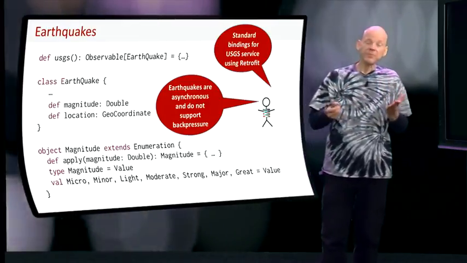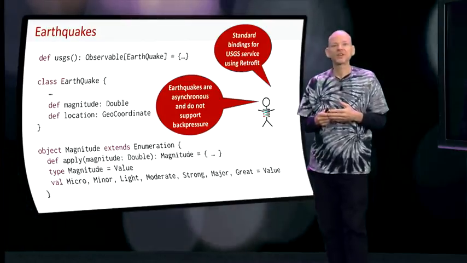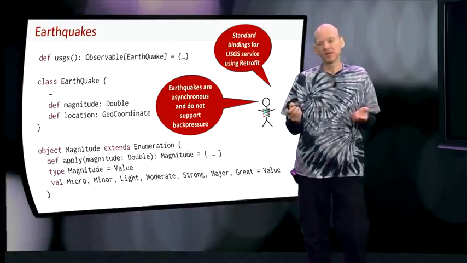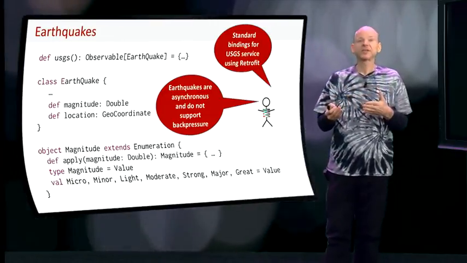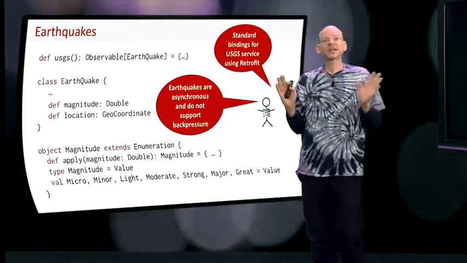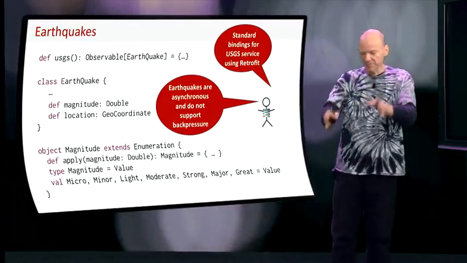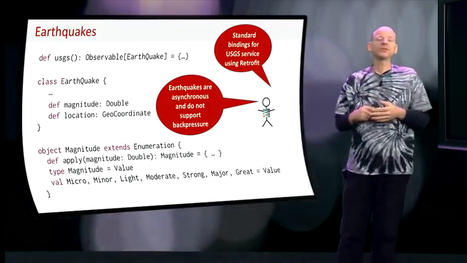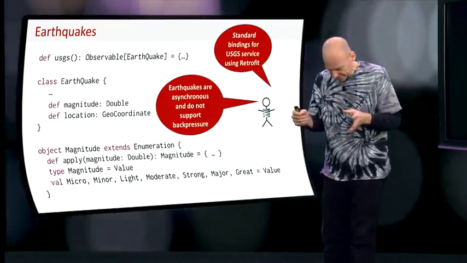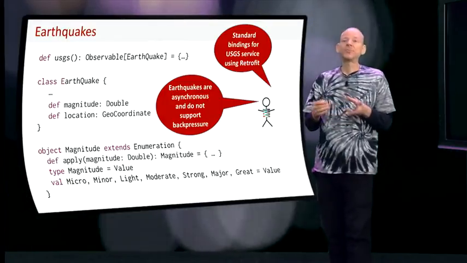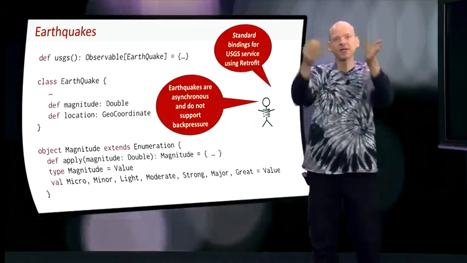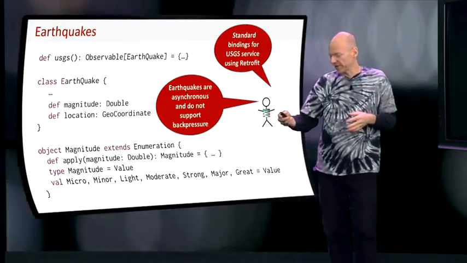Okay, now let's look at a little bit more practical example where we're taking earthquakes. Earthquakes are the ideal example of an asynchronous data stream because they get pushed at you, and there's no way you can stop them. They just come whenever they want to. And what we do here is we have a little wrapper that uses Square's Retrofit to wrap the US Geological Survey earthquake service. And here is the code. Again, it will be available on GitHub.